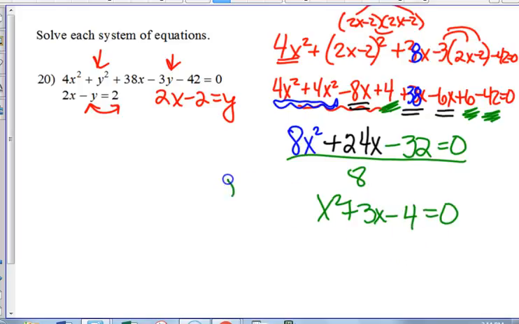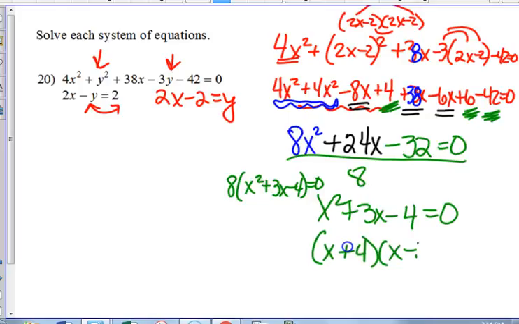What if we had factored the 8 out? Would that matter later? Can 8 ever equal 0? No. All right, so we can just throw it away. x plus 4, x minus 1. Did I do that right? Yep. Okay, this time we have how many solutions?